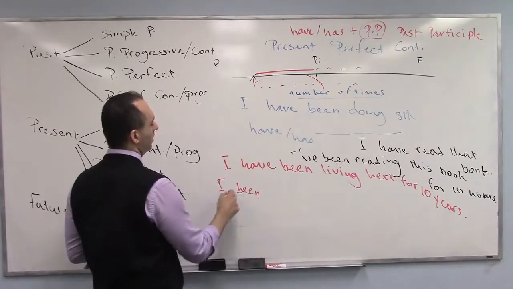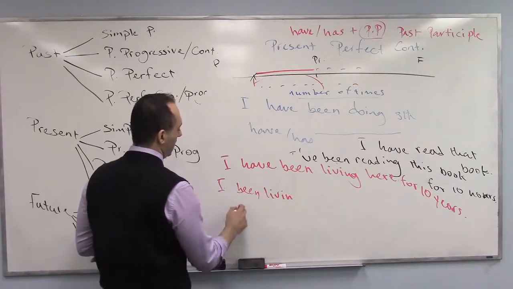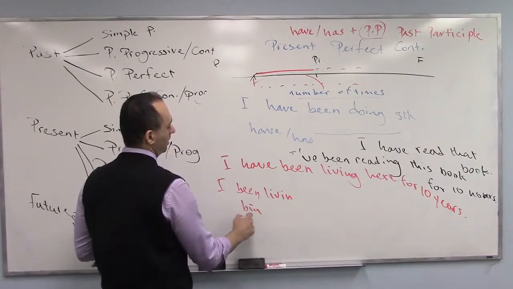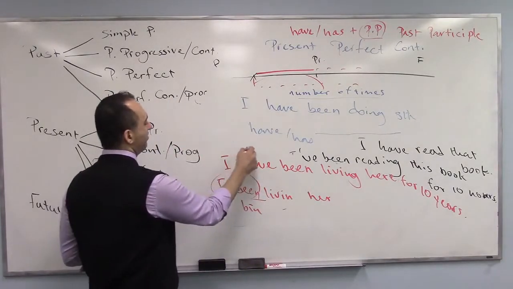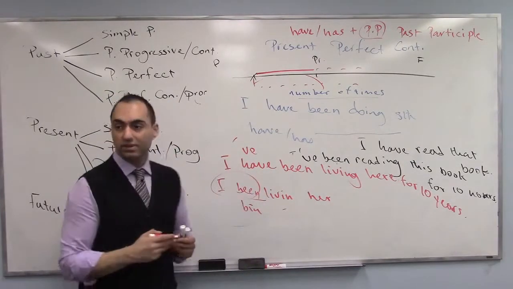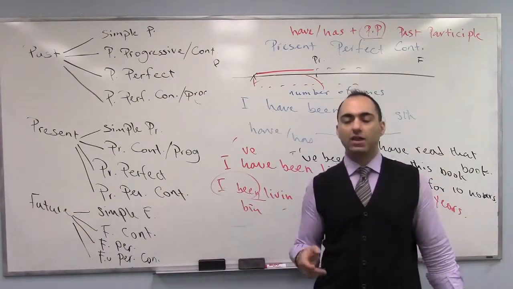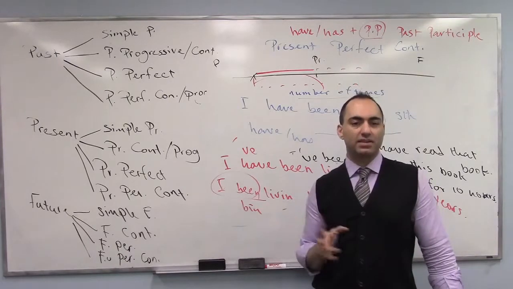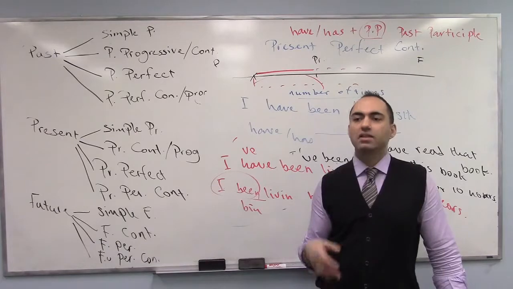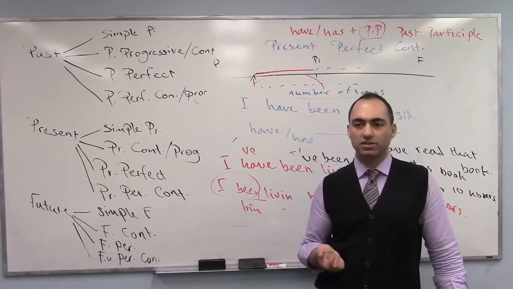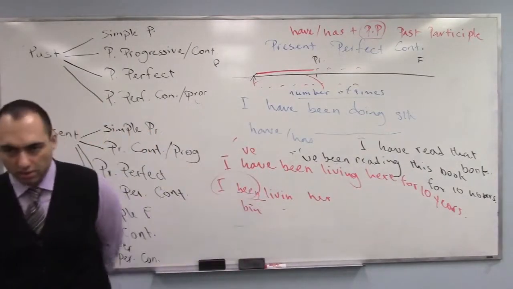I've been living here. And usually native speakers don't even pronounce it fully like that. I've been living here. I've been studying English. Now that's kind of native and fast, but it's good to say I've been living here.